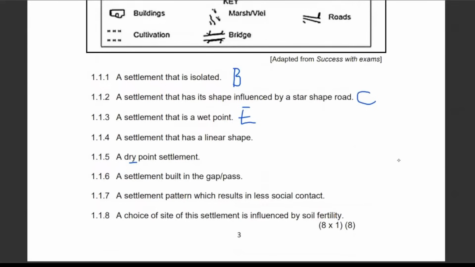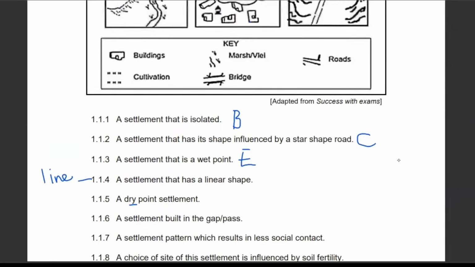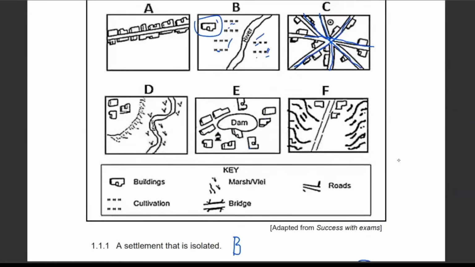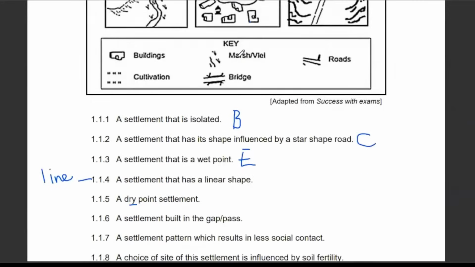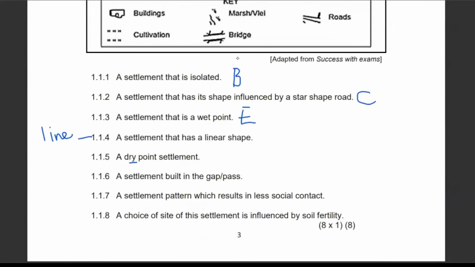Then 1.14, a settlement that has a linear shape. Linear in the sense that we are looking at a settlement that has the shape of a line. So which settlement resembles a line? Right, if we check on A, we see that there is this major route in between, and the settlements are in linear form along that route. So it's A for number 1.14.